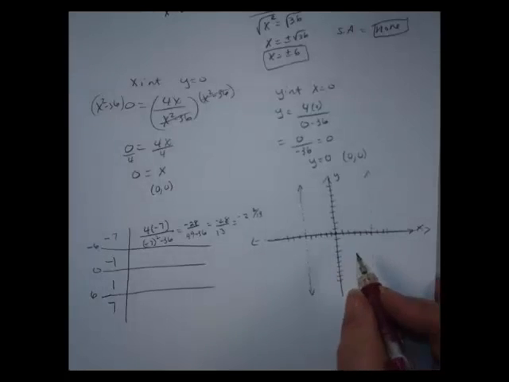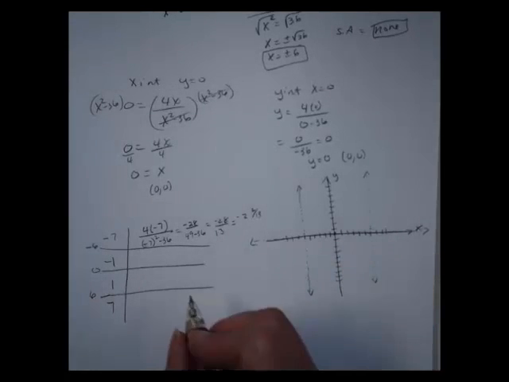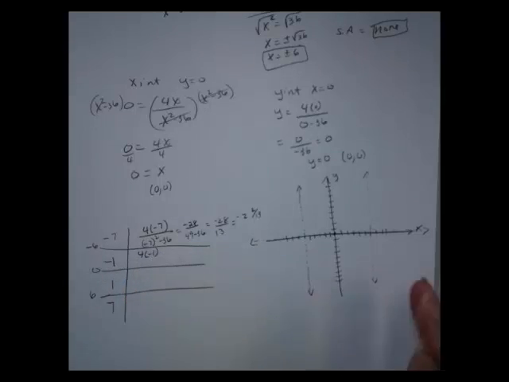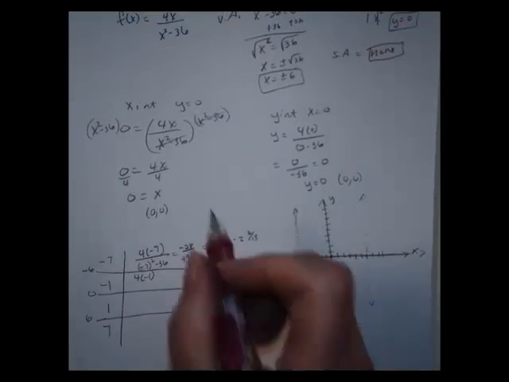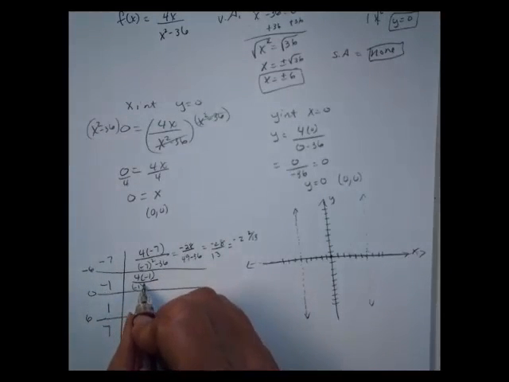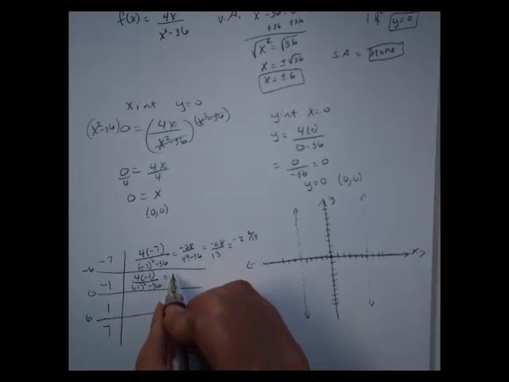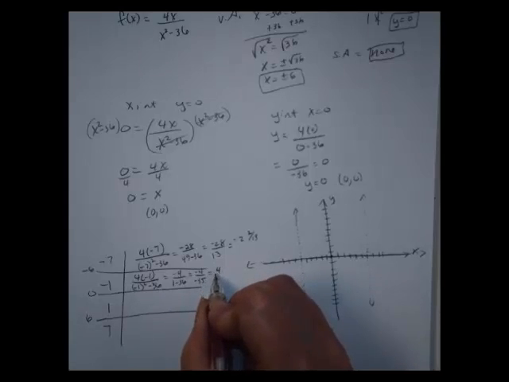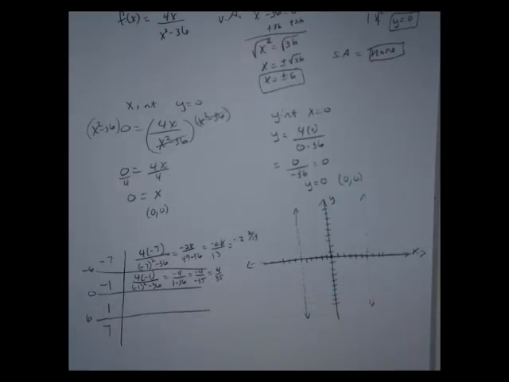So we have an idea where that's going to be. We'll plot these all at one time. Now we plug in our -1. We have 4 times -1, because we're going back into our original equation, divided by -1 squared minus 36. So -4 over 1 minus 36 gives us -4 over -35, which will equal +4 over 35.